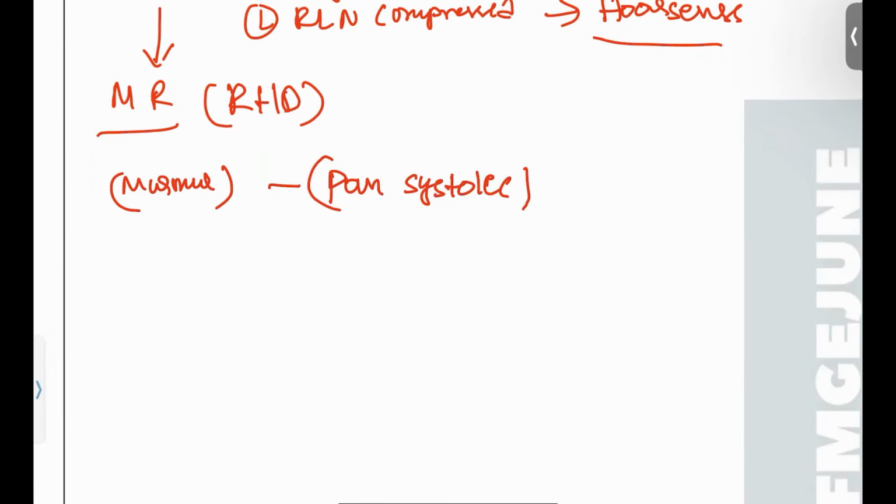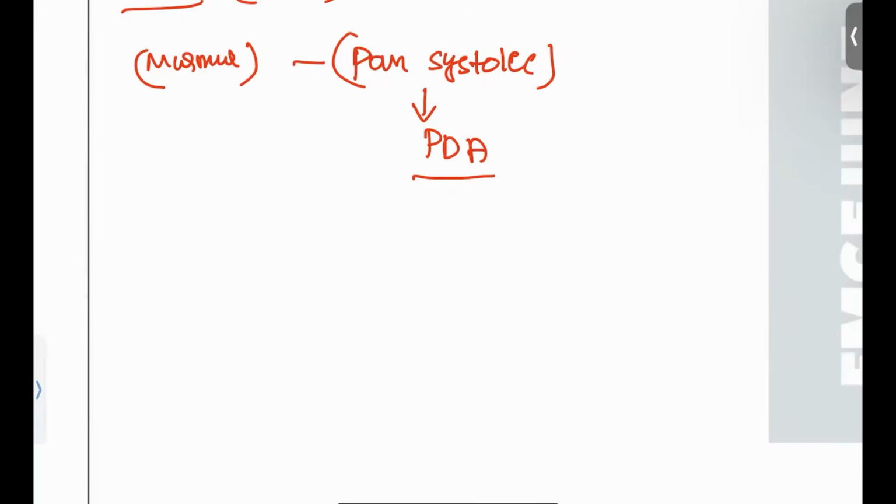Pansystolic murmur is also seen in which condition? The continuous murmur is seen in your PDA, patent ductus arteriosus. Next, moving on to the other most common ones, aortic stenosis and aortic regurgitation.